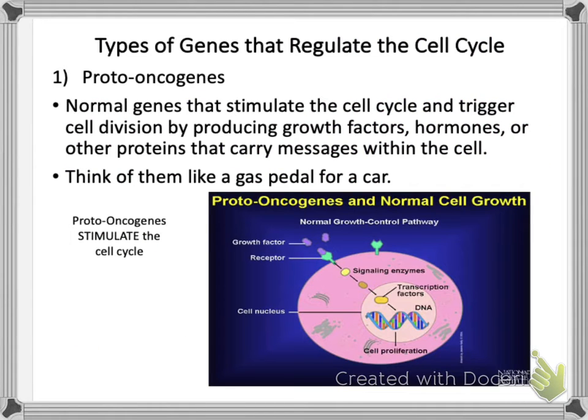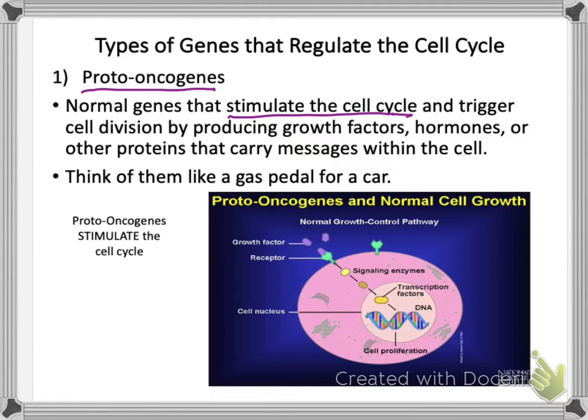So there are 2 main types of genes that regulate the cell cycle. The first one are those positive regulators. They are proto-oncogenes. Now, normally, these normal genes, unmutated genes, stimulate the cell cycle, okay? And they trigger cell division by producing growth factors, hormones, or other proteins that carry messages in the cell.